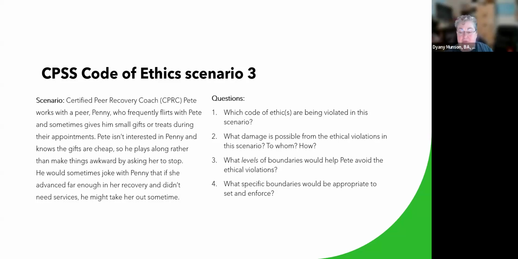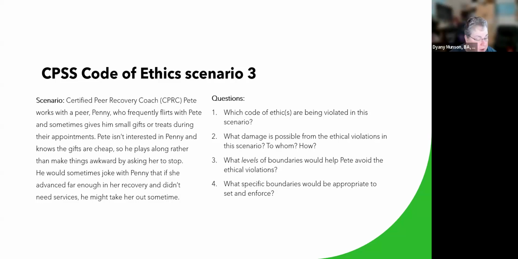So what code of ethics are being violated in this scenario? Number 9, gifts, absolutely. Number 12, certified peer support specialists work to equalize the power differentials that may occur in the peer support relationship. Oh, that's a good one. Because did it put him in a position of power to do that? Oh, you bet. It's just an ethical nightmare, really. It really is.